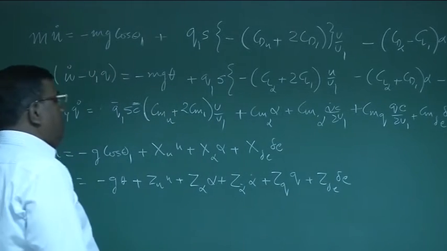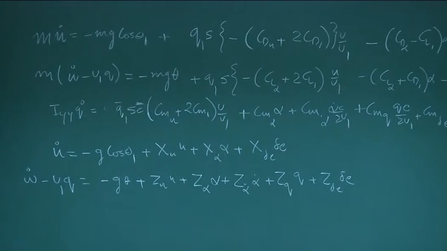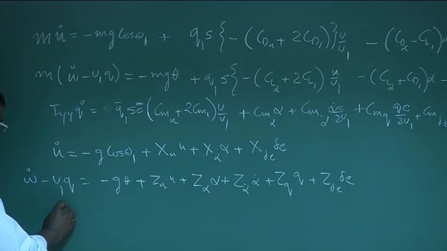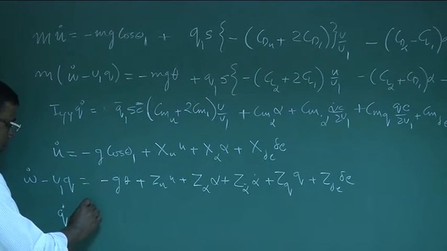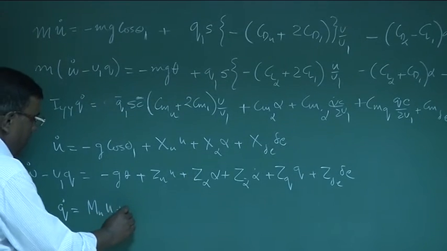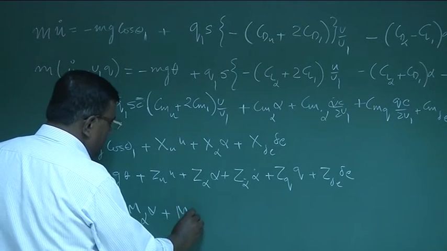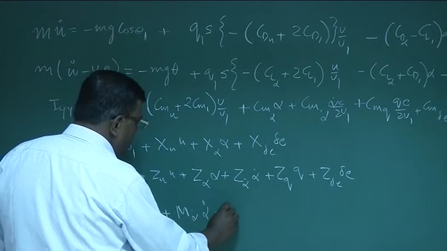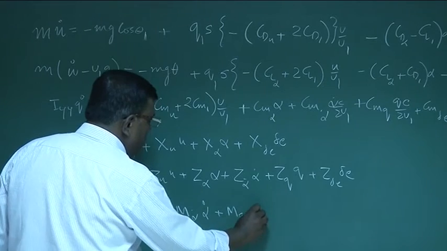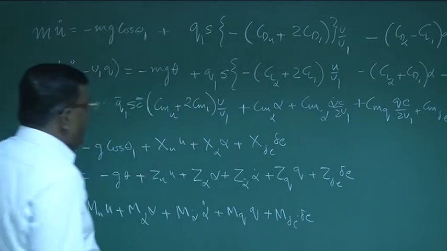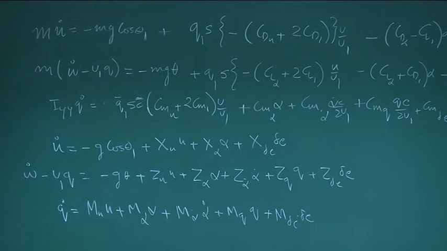Note down that these Xu, X alpha, X delta e or Zu, Z alpha, Z delta e, etc. are dimensional derivatives. That is why I don't mind writing Z alpha into alpha. Then I have got q dot equals Mu into u, plus M alpha into alpha plus M alpha dot into alpha dot plus Mq into q plus M delta e into delta e. Okay, all these things we have done.